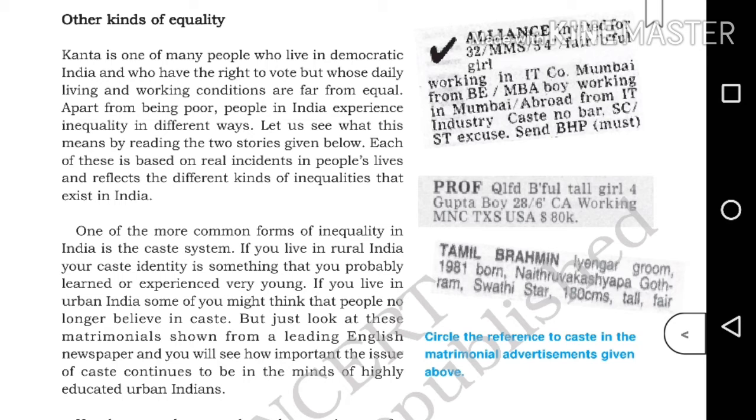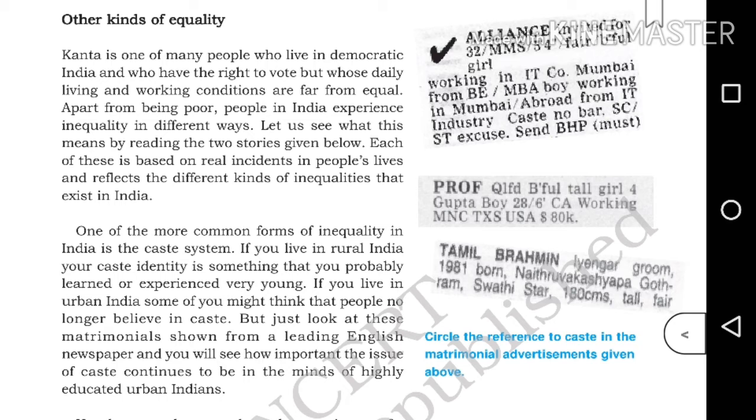One of the more common forms of inequality in India is the caste system. If you live in rural India, your caste identity is something that you probably learned or experienced very young. If you live in urban India, some of you might think that people no longer believe in caste. But just look at these matrimonials shown from a leading English newspaper, and you will see how important the issue of caste continues to be in the minds of highly educated urban Indians.